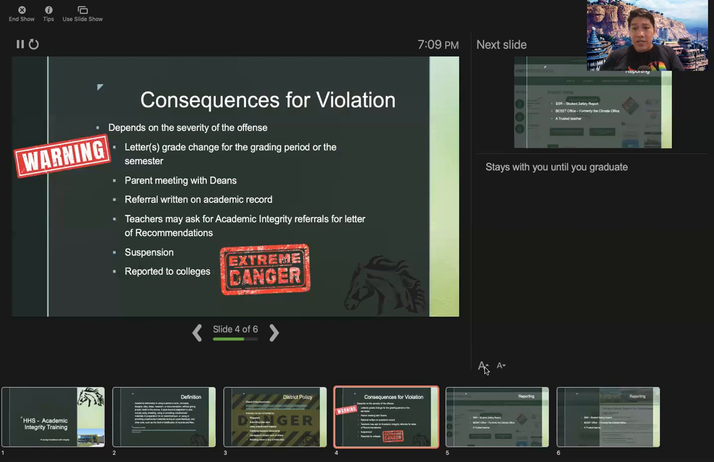Consequences for these violations. The consequences themselves are also a whole breadth, right? It depends on the severity of the offense, of course, but you could have multiple letter grade changes. It could be one letter grade change, from an A to a B, or from an A to an F. So it could be multiple, right? It could be in the grading period, or it could be within the whole semester. Again, it depends on the severity and if it is your first or second time, right?